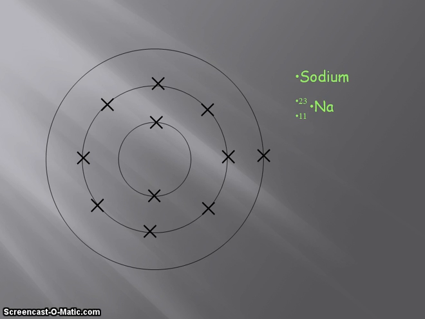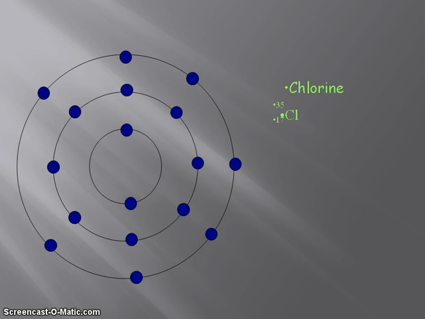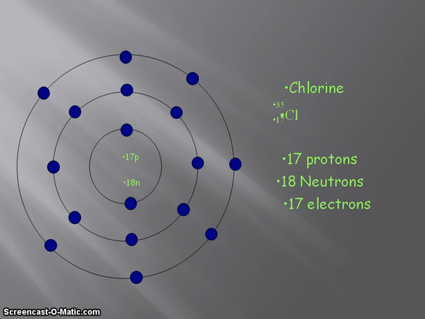You can take the example of sodium. It has 3 shells, atomic number 11: 11 protons, 12 neutrons and 11 electrons. Chlorine has 17 protons, 18 neutrons and 17 electrons.